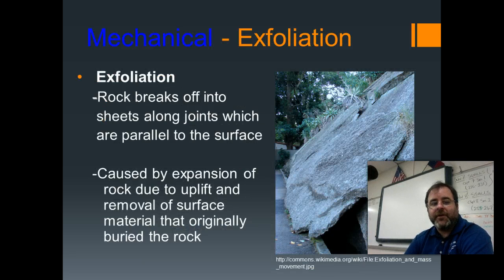When we're talking about exfoliation, we're talking about the rock is broken off into sheets. So they have like layers to it, and so it's broken off into a nice sheet. This happens because the material that was sitting on top of the rock has been eroded away somehow, and you can see that this one has actually gone down the hill here. So it used to be attached right up here, and these joints right there used to meet.